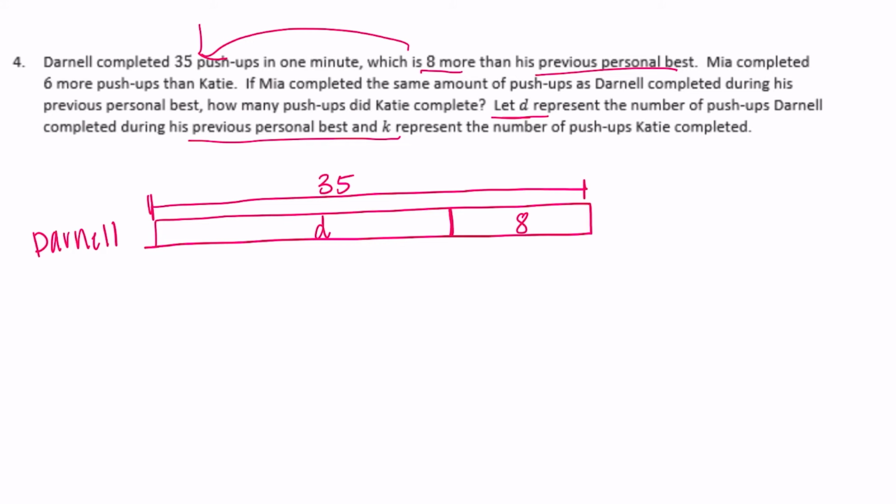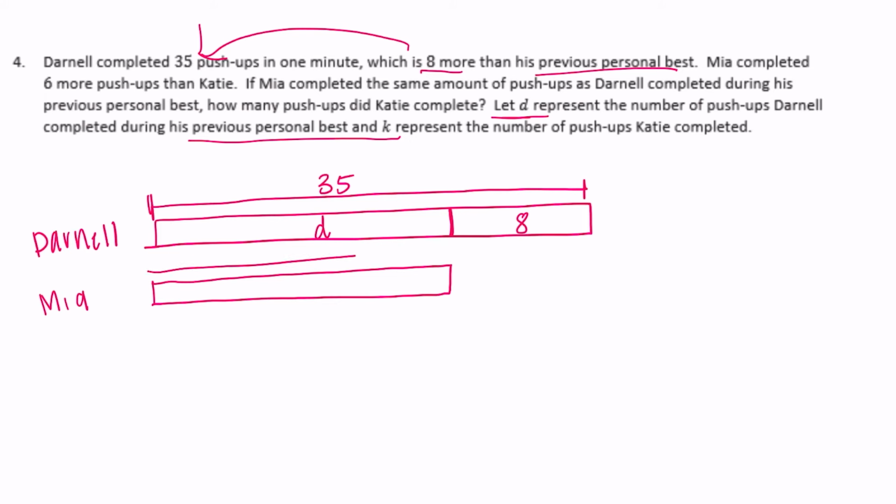But then the next sentence says, if Mia completed the same amount of push-ups as Darnell completed during his previous personal best. So Mia is the same amount as Darnell's previous personal best. So whatever D is, this is D. Mia completed the same amount, and that was 6 more than Katie. So Katie is that, but 6 fewer. So K plus 6 would get us Mia's personal best.